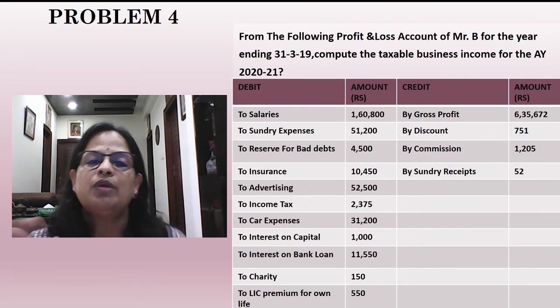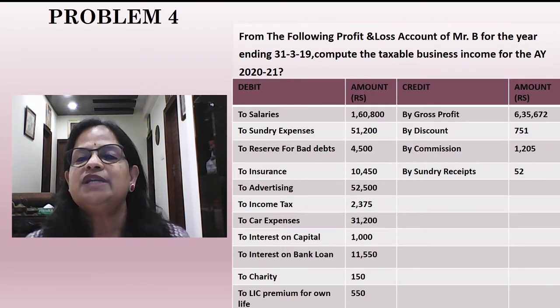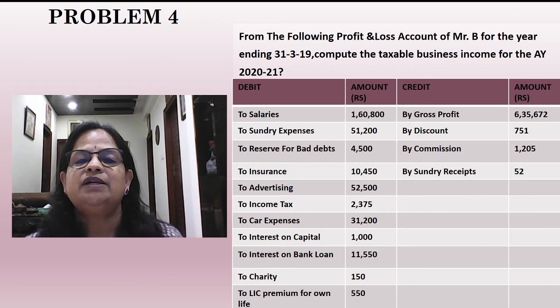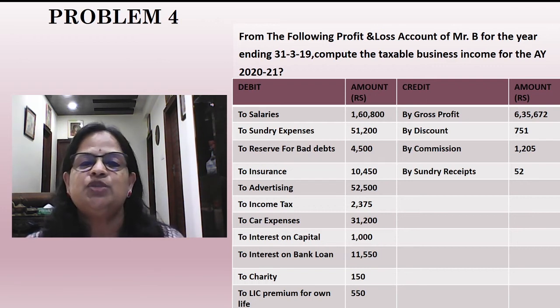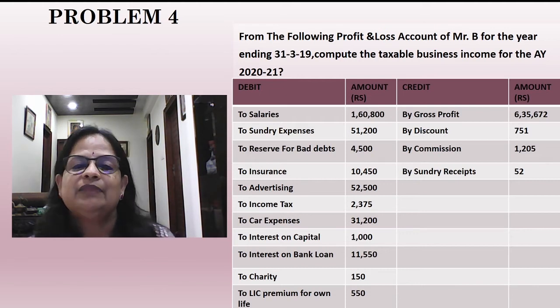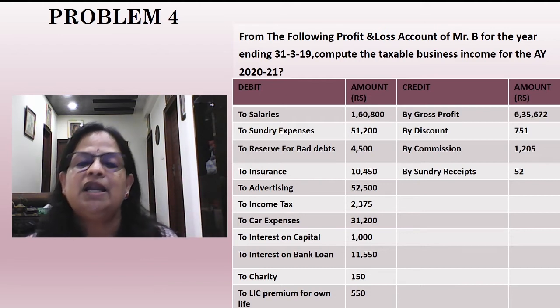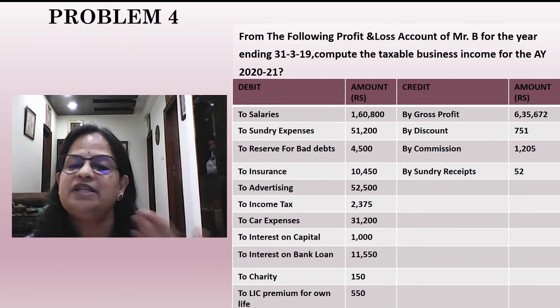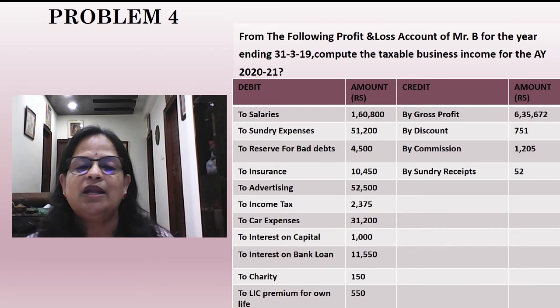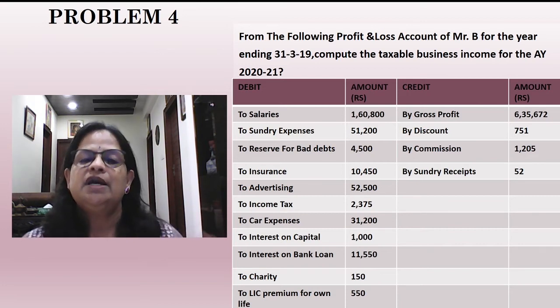2,33,150. Now problem 4. From the following profit and loss account of Mr. B for the year ending 31/3/19, compute the taxable business income for the assessment year 2021. Salaries allowed, sundry expenses allowed, reserve for bad debts not allowed. Insurance, it's not mentioned that it's for personal insurance, so we can allow that. Assume that it's for the business. Advertising allowed, income tax not allowed.